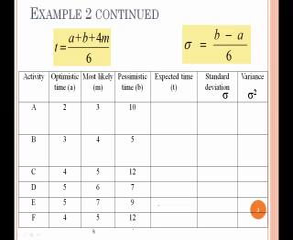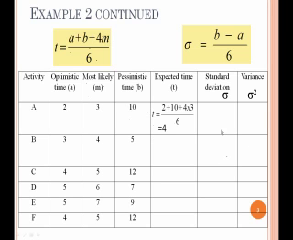So if we look at the formula for the expected time and the standard deviation and put the numbers in for activity A, the optimistic time is 2, so A is 2. The pessimistic time is 10, so B is 10. And the most likely time is 3, so M is 3. If we calculate that, remembering that multiplication is done before addition, we get 4.